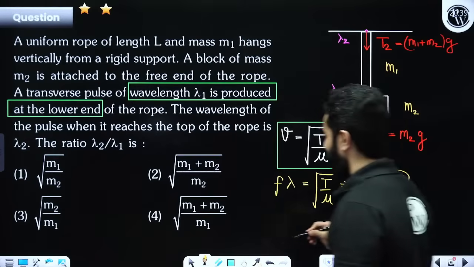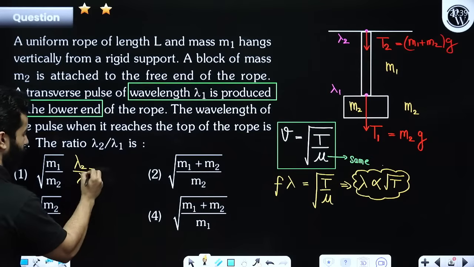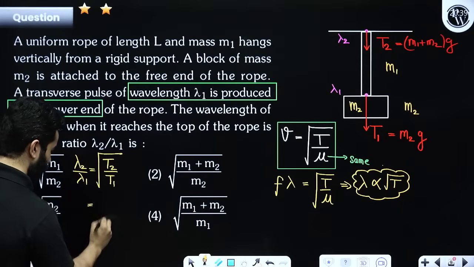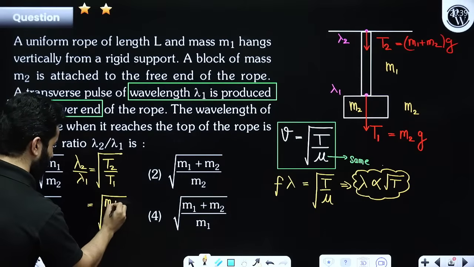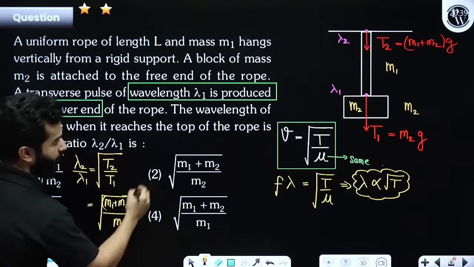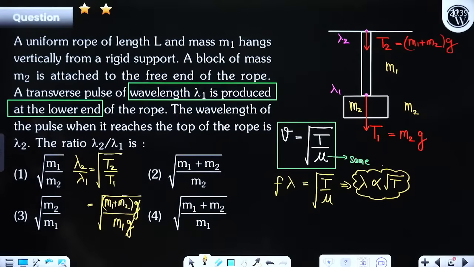Done. So now, my dear friends, if somebody is asking you lambda 2 divided by lambda 1, it will be simply T2 divided by T1. T2 is M1 plus M2 into G, divided by T1, which is M1G, so G can be cancelled out. M1 plus M2 divided by M1, that means the fourth option is the correct one. My dear friends, be quick. Let me know if you have any doubt. Is it clear, dosto?